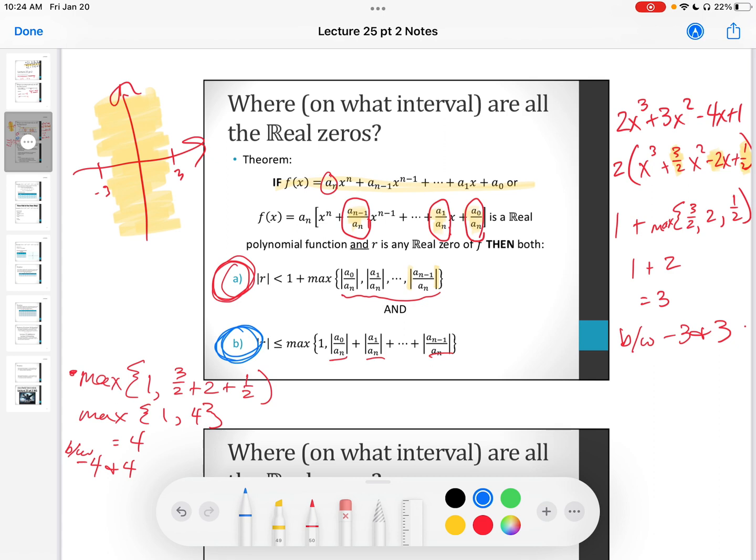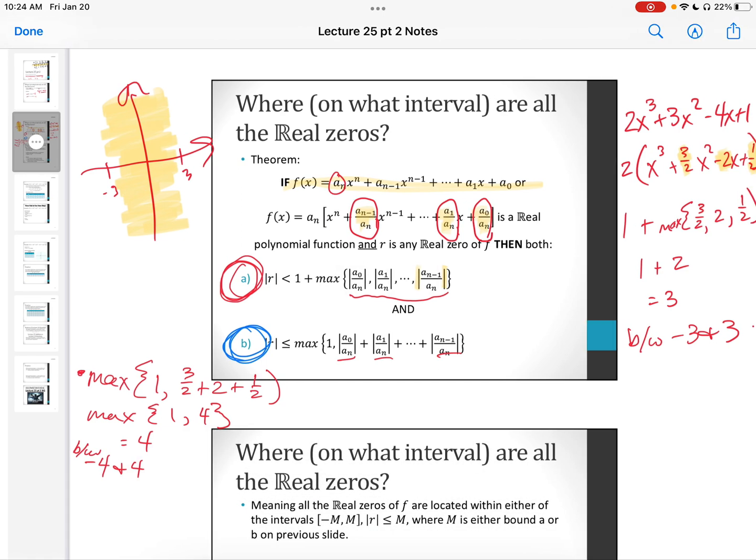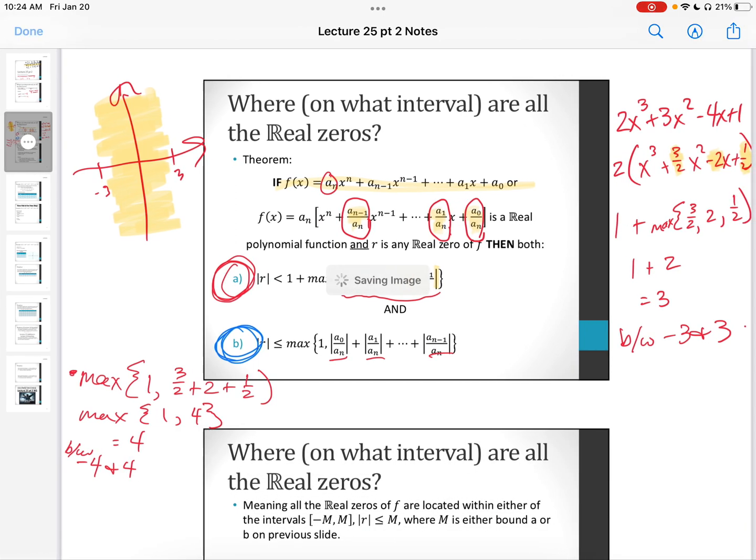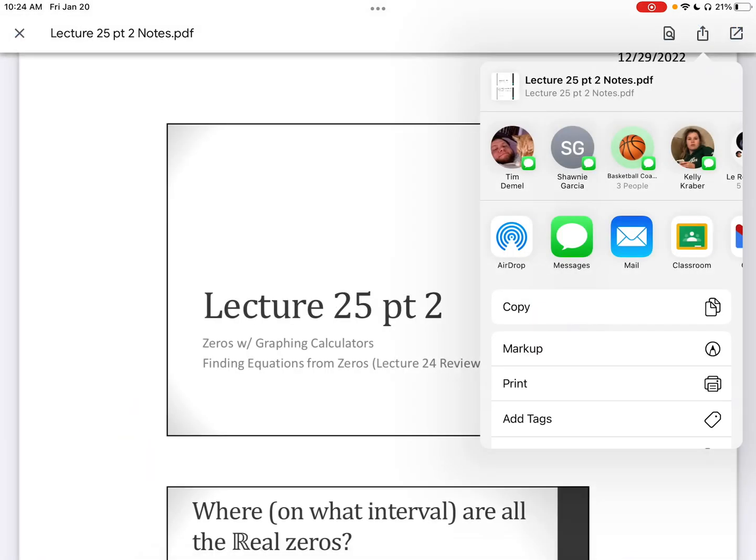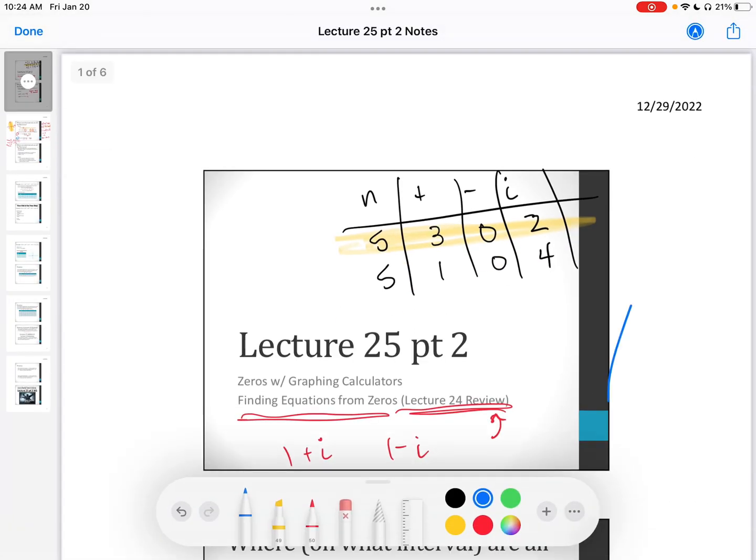Okay? So let's go ahead and practice because, again, I know this stuff is kind of confusing. So we're going to practice this here real quick. Oh, it's saving my image again. Mark it back up.